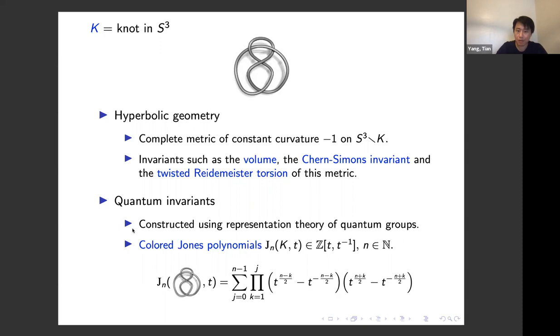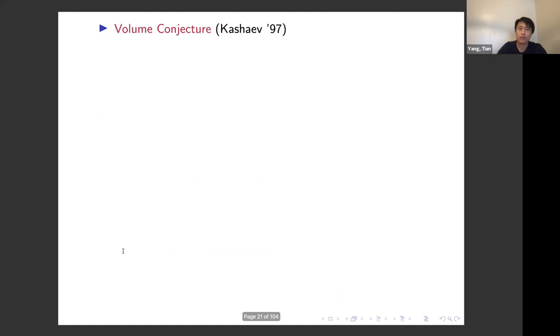One famous example is the following volume conjecture. Originally proposed by Kashaev and then reformulated by Jun Murakami and Hitoshi Murakami in the current form. Suppose we have a hyperbolic knot. That means we can put a complete Riemannian metric with constant sectional curvature negative one. In other words, a hyperbolic structure on the complement of the knot.